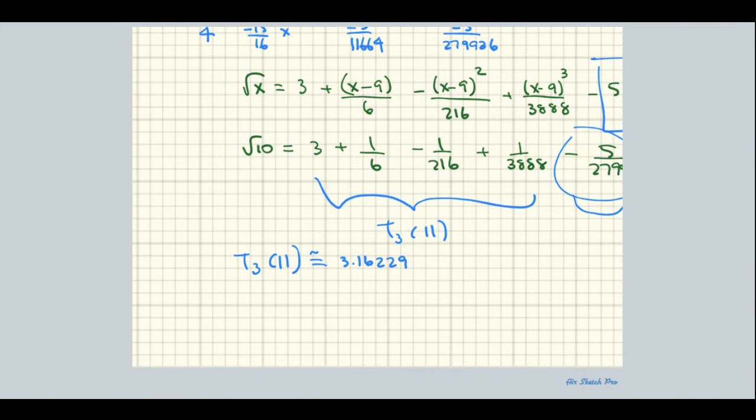Okay? Now, what's the actual square root of 11? What's the actual square root of 11, guys? I'm sorry, 10. I got confused between this problem and the last problem, didn't I? So I took the cube root of 11, but now I'm taking the square root of 10. What's the square root of 10? And I wrote 11 again, didn't I?